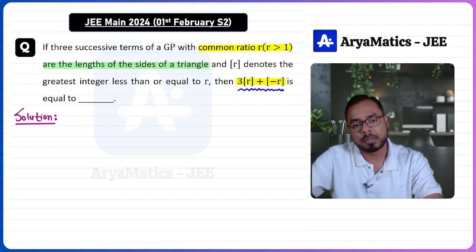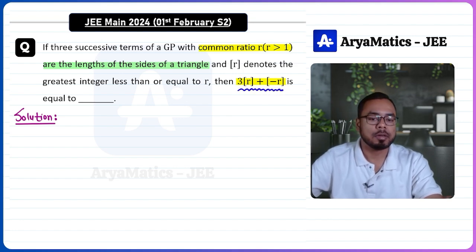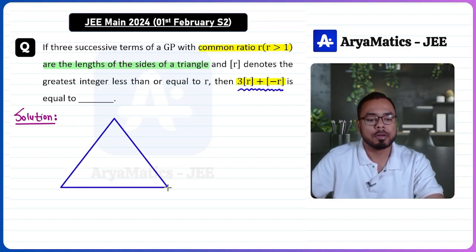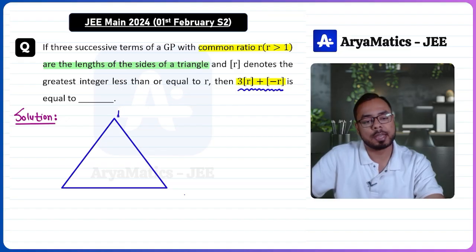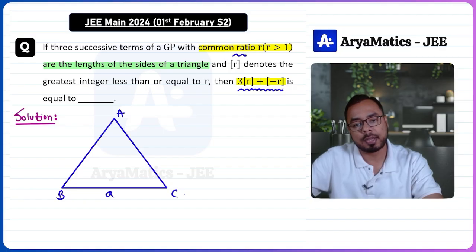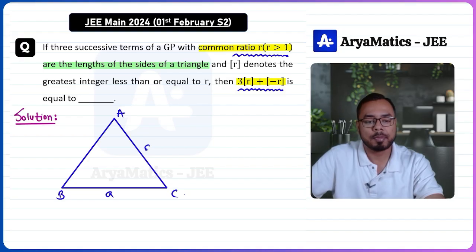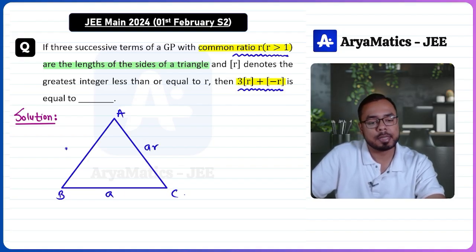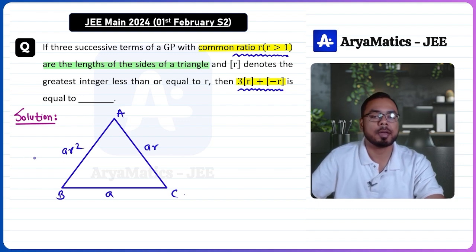minus R. So let us say that we have a triangle ABC, and in that triangle the smallest side is, let us say, A, and let us say that this side BC is small a. Because the common ratio R is greater than 1, the next side will be A into R, that will be bigger than A, right? And let us say that the third side is AR square.